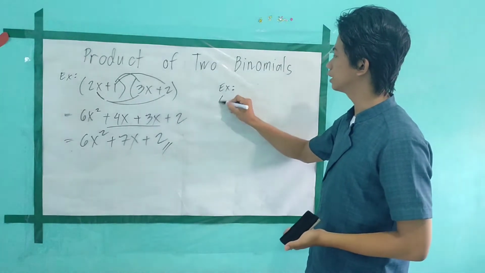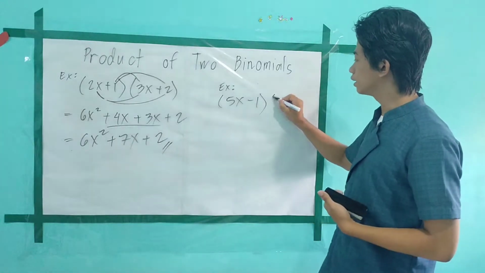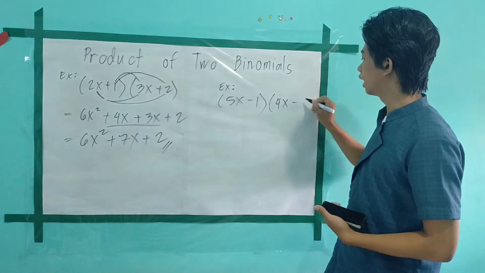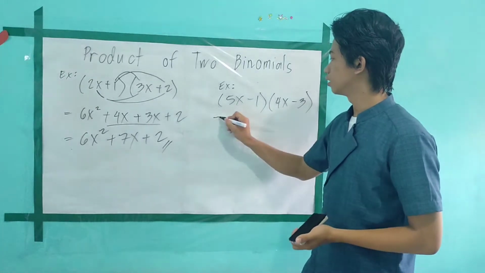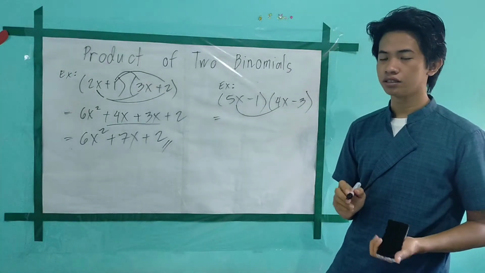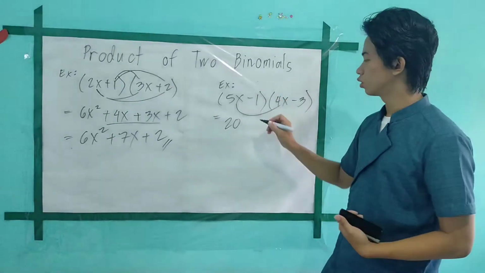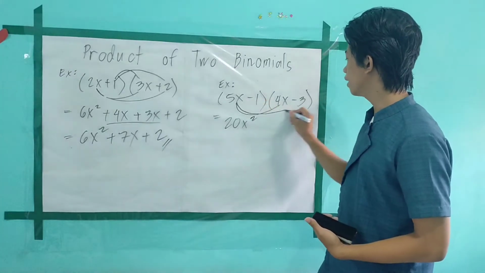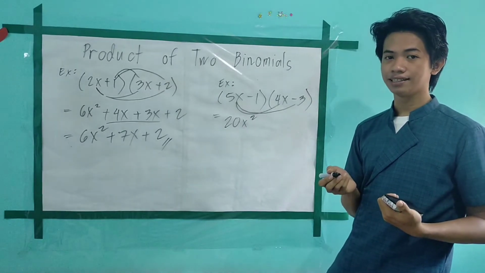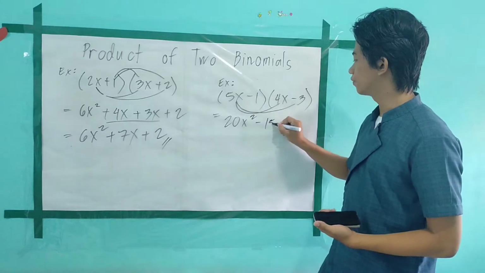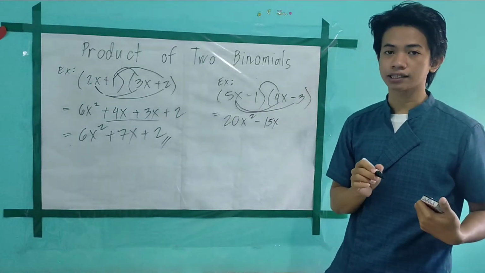Let's say our example is 5x less 1. Then another binomial is 4x less 3. Using FOIL method again, what is 5x multiplied by 4x? 5 times 4, 20. X multiplied by x, x is squared. Next, 5x multiplied by negative 3. What is 5x multiplied by negative 3? It is negative 15x.